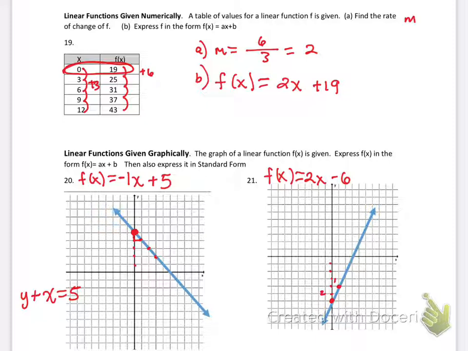If I want to rewrite it in standard form, I'm just going to move the 2x over. So the f of x becomes a y. And then the 2x, when I pull that over, becomes negative 2x, and the equation is negative 2x plus y equals negative 6. Okay.